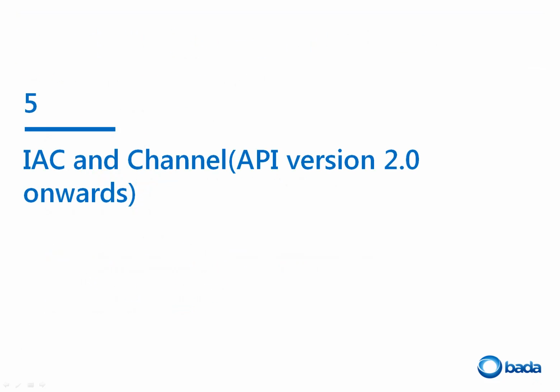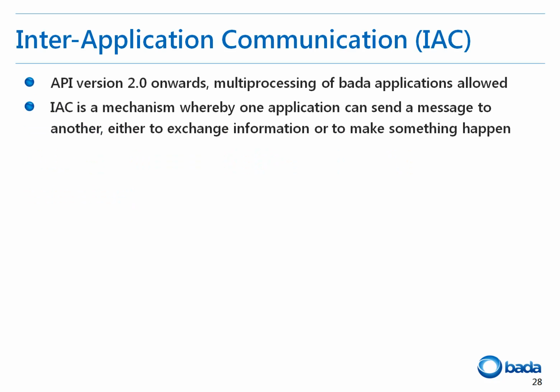In the coming slides, I'll explain inter-application communications, or IAC, and channels. From bada 2.0 onwards, multiprocessing of bada applications is allowed. In the multiprocessing environment, communication between different applications, or processes, is essential. IAC is a mechanism to exchange information between two applications, or can be used as a trigger to make something happen. In bada, inter-application communication is achieved through channels.